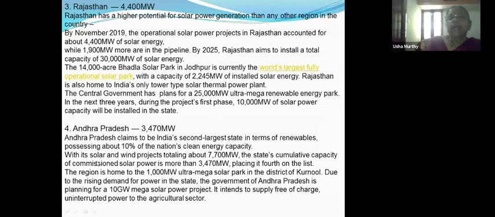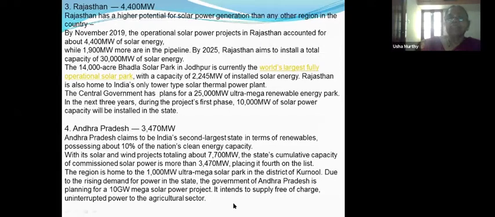And this is followed by Andhra Pradesh. Andhra Pradesh came to be India's second largest state in terms of renewables, possessing about 10% of the nation's clean energy capacity, with its solar and wind projects totaling about 7,700 megawatts. The state's cumulative capacity of commissioned solar power is more than about 3,500 megawatts, placing it fourth in the list. They have an ultra mega solar park in the Kurnool district to meet the rising demand of power in the state.